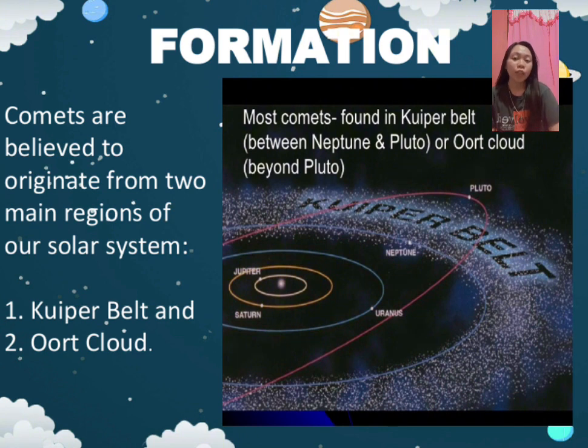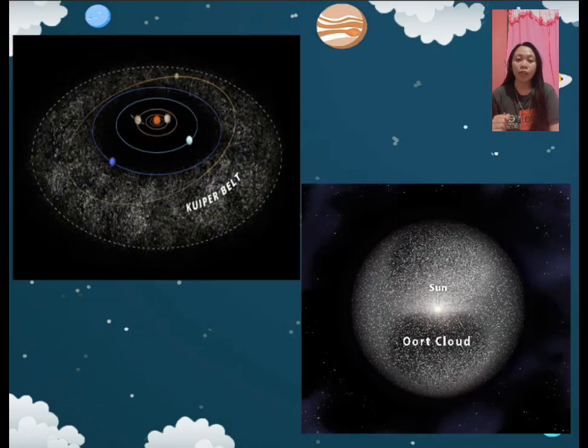Now let's continue with the formation of comets. Comets are believed to originate from two main regions in our solar system, the Kuiper belt and the Oort cloud. The Kuiper belt, located beyond the orbit of Neptune, is a region populated by icy bodies. The Oort cloud, on the other hand, is a vast and distant shell of comets surrounding the solar system. Perturbations from gravitational interactions or passing stars can send comets from these reservoirs into the inner solar system. Again, I have another video clip.